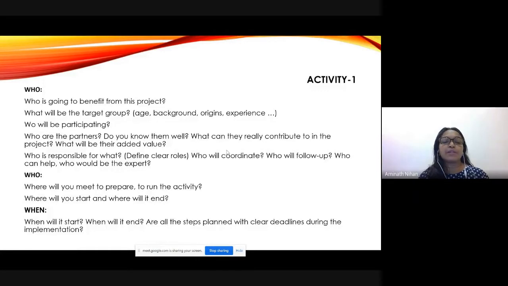Who are the partners, right? Are you going to seek the help of NGOs or other groups who you are going to partner up with? Do you know them well? What can they really contribute to the project? Will this group's involvement in your project enhance the value of your project, right? So think about that. Who is responsible for what? Who will be coordinating? Who will be following up? Who can help? Who will be the experts that you are going to consult, right?